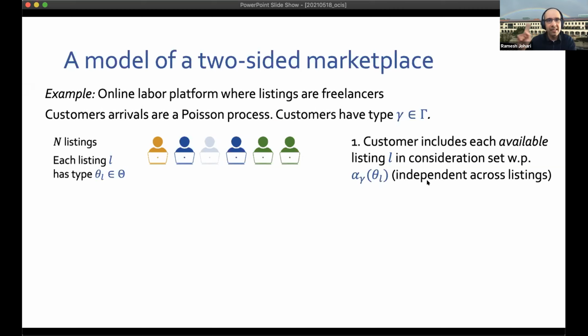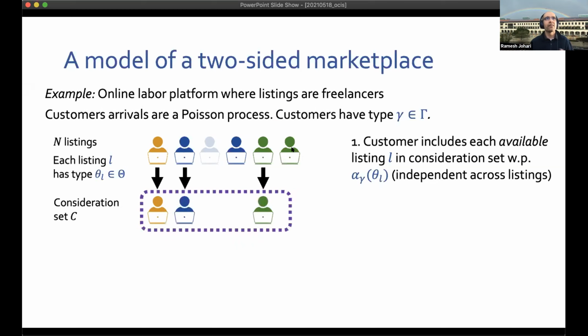And this sampling is independent across listings. Essentially, there's a Bernoulli random variable for each listing that governs whether or not each one of these listings that are available are included in this consideration set of the customer. So why do we model it this way?